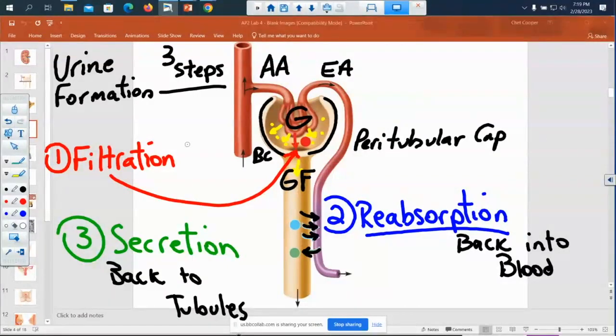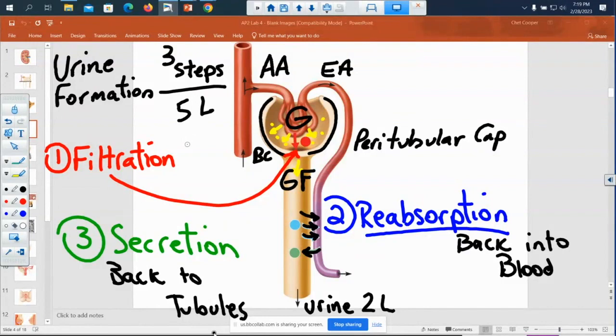Reabsorption and secretion both take place through the rest of the nephron. Okay? That's why that's the rest of the nephron. And by the way, only at the end do we get to call it urine. And remind me how much urine you make? About 2 liters. Remind me how much blood we have.